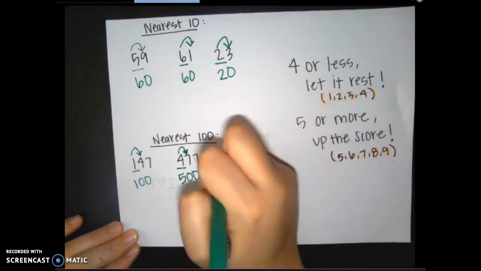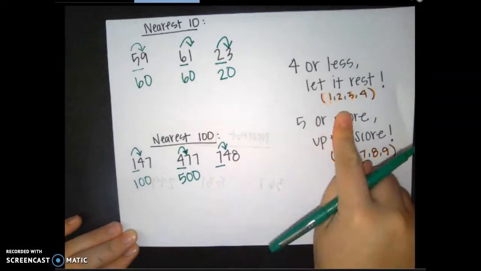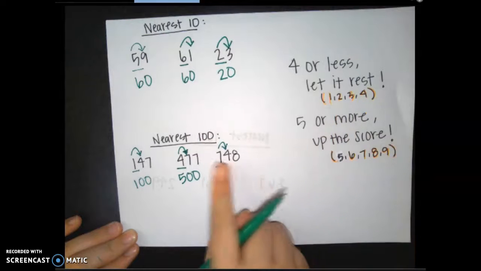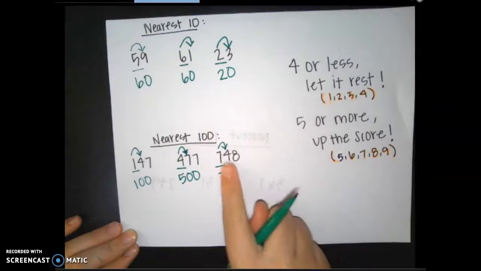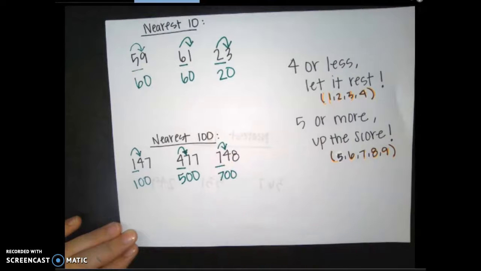748, underline my 7, make an arrow to my tens, which is a 4. My 4 tells me to let it rest, so my 7 does nothing, and my 48 become a 0. So 748 rounds to 700.